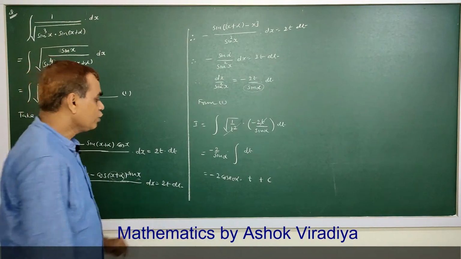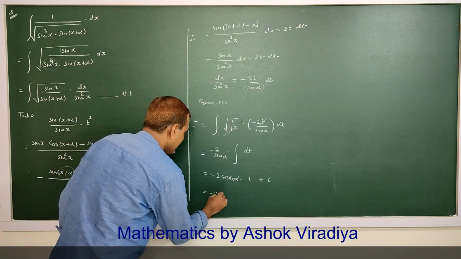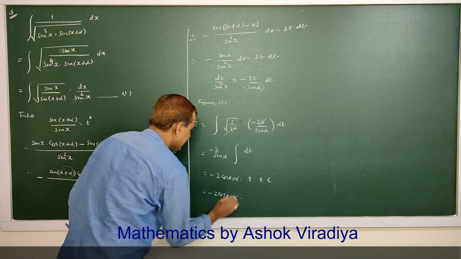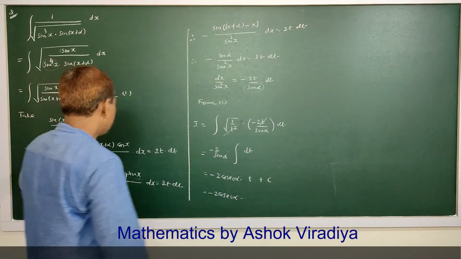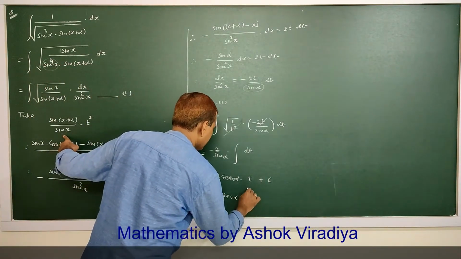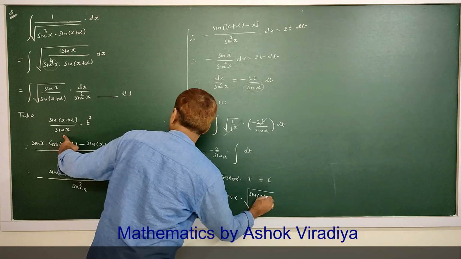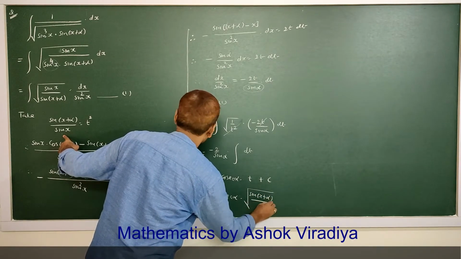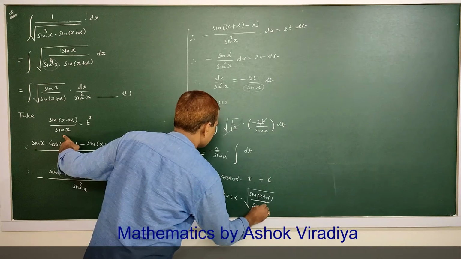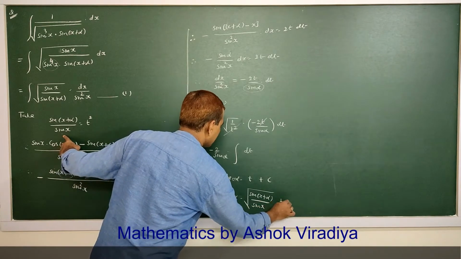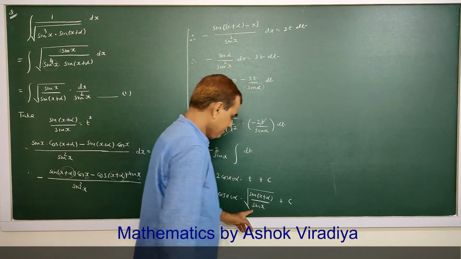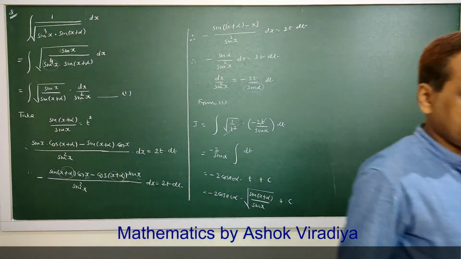Now putting the value of t, minus 2 cosec alpha into t is square root of sine of x plus alpha upon sine x plus c. So this is the required integral.